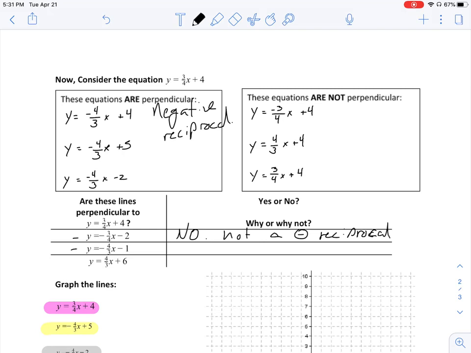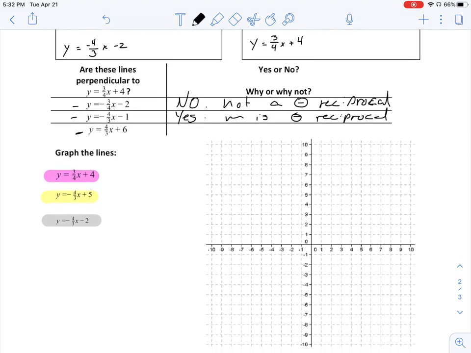What about this line here? Comparing it to y equals 3 over 4x, this is y equals negative 4 over 3. So is this line perpendicular? Yes. Why? Because the slope is a negative reciprocal. And then our last one, y equals 4 over 3x plus 6. Is it perpendicular? No, it is not. It is not the negative reciprocal.